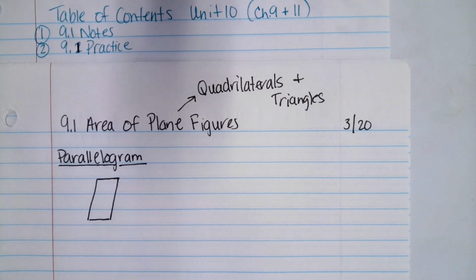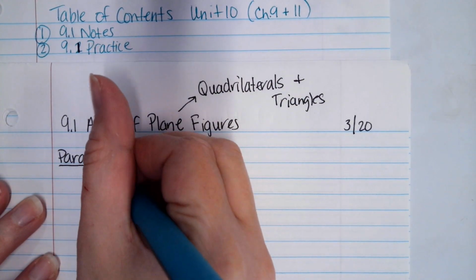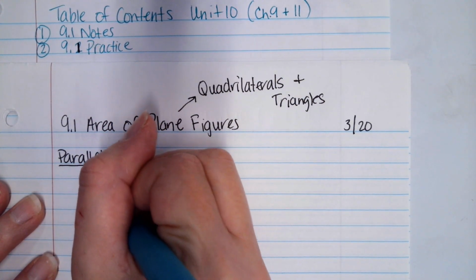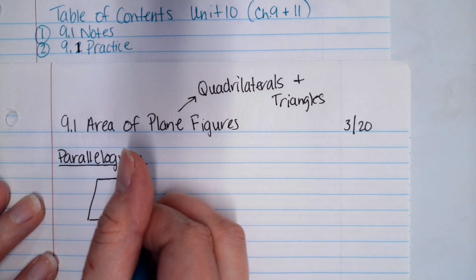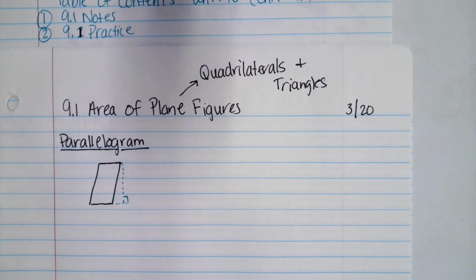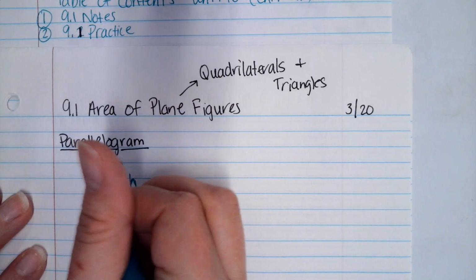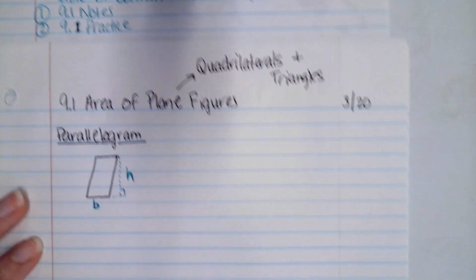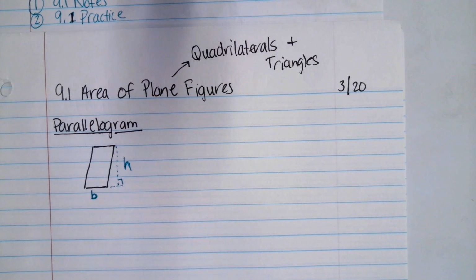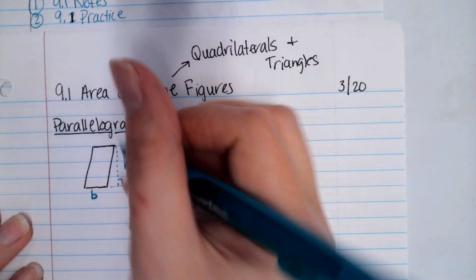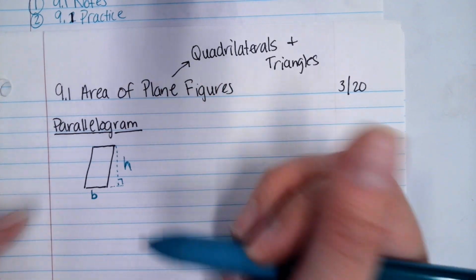It's okay if it doesn't look as good as mine. I've had a lot of practice. You're going to need the height and you're going to need the base because the area is blank times blank. What times what? Base times height. So I've got my height right here and I've got my base down here. The base and the height always meet at a what angle? 90-degree angle. They always meet perpendicularly.